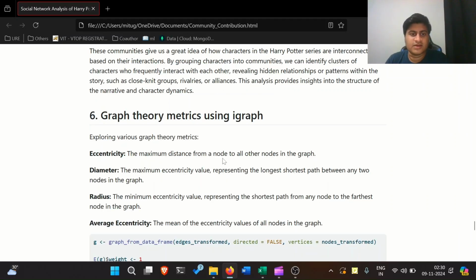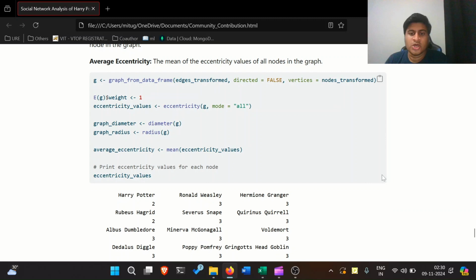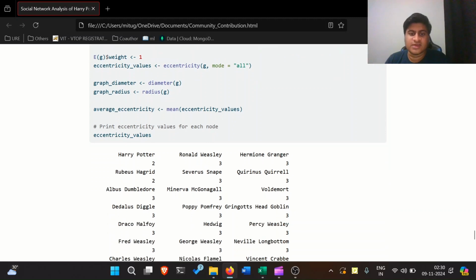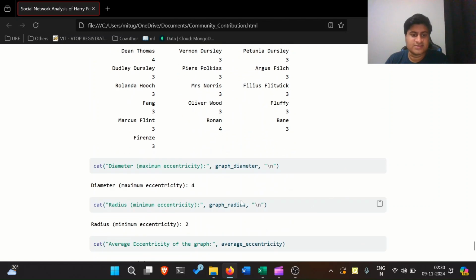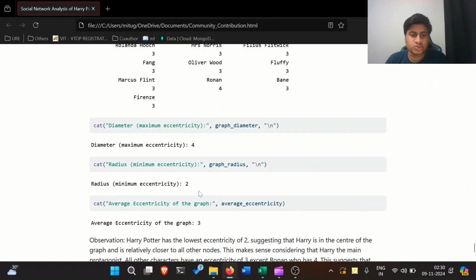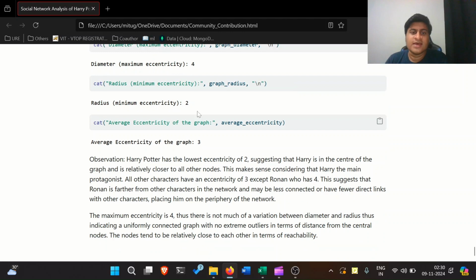Lastly, we have graph theory metrics like eccentricity, which is the maximum distance from a node to all other nodes in the graph. So if Ron has an eccentricity of 3, it means that he can traverse to any other node in the network within a distance of 3 or fewer edges. The maximum eccentricity is 4, while the minimum is 2, and the average is 3. The small difference between all of these tells us that the graph is uniformly connected with no extreme outliers, and all of this is calculated using igraph.